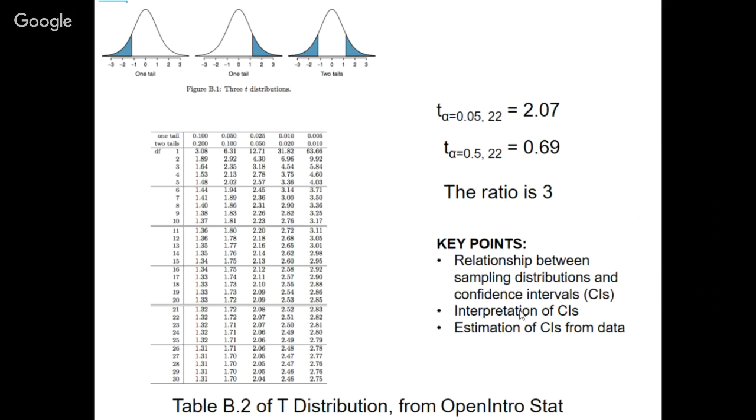And you should be comfortable with estimating confidence intervals from the data using either a t-distribution, a z-distribution, or for proportions, where you just have a different formula for the standard error with the square root of p times 1 minus p in it. These are all good things to keep in mind when you're studying for the next exam.